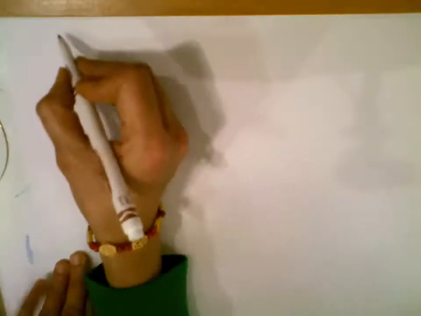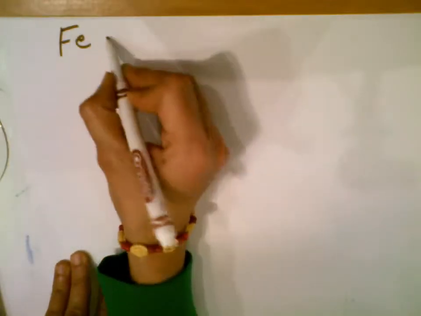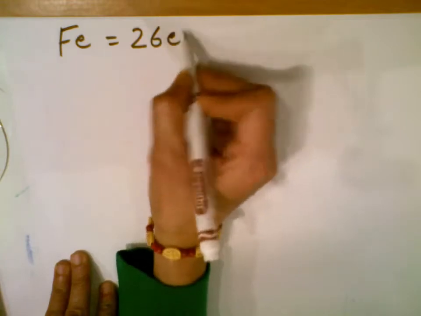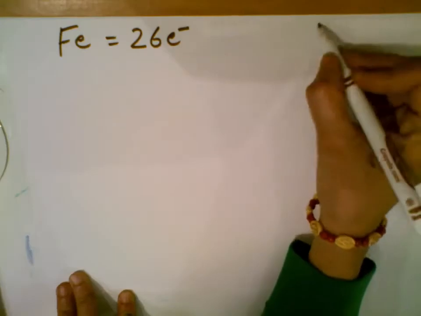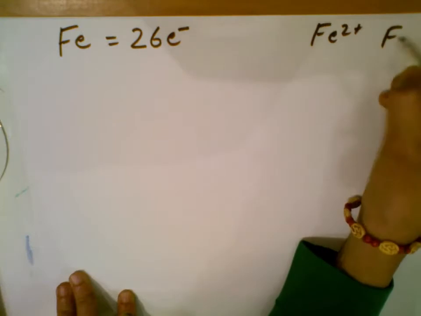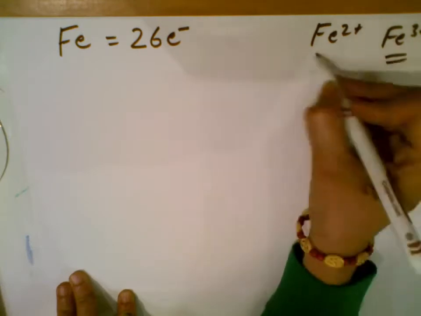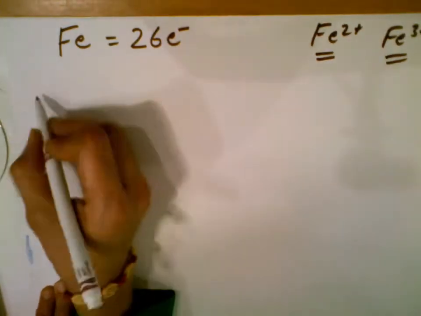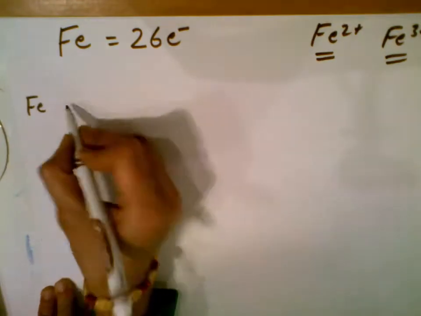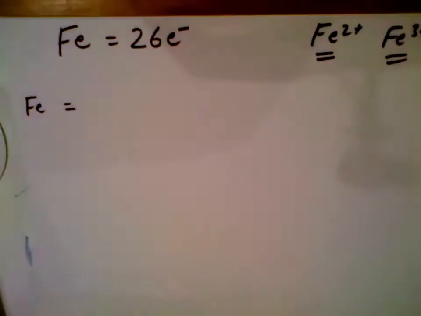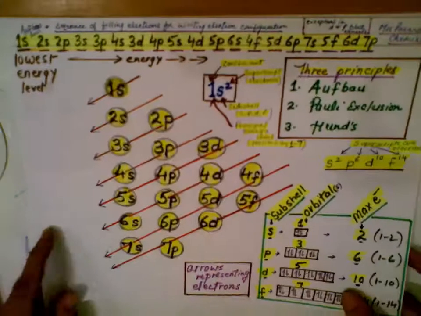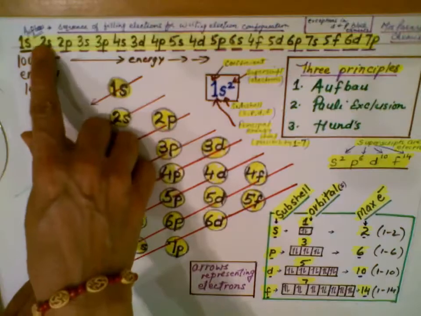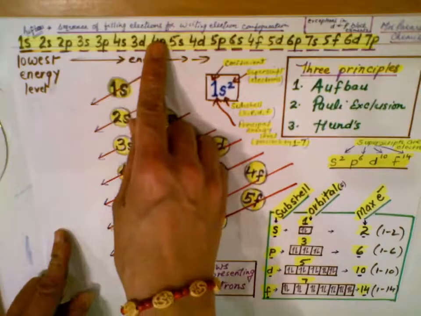Common example, iron. Look at the periodic table. Iron has 26 electrons. And the common ions for iron are Fe2+ and Fe3+. These are the two common ions, and both are stable. So first I will say, please write the electron configuration for iron. You are going to follow the sequence here, and you are going to add electrons starting from here until you reach 26, because there are 26 electrons.